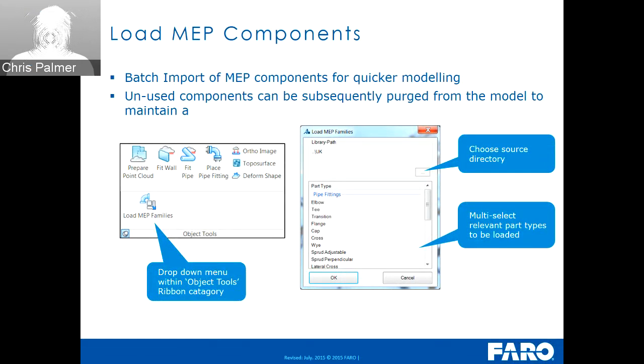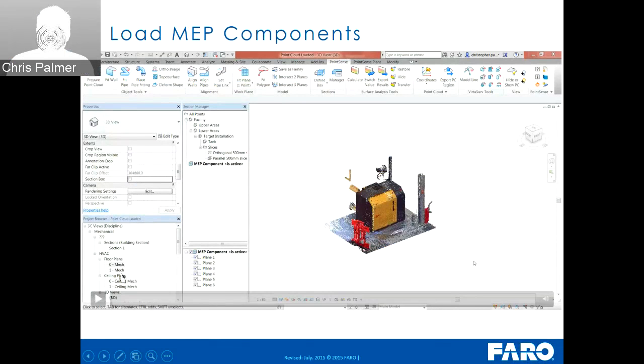So rather than going one by one and bringing in different elbows, searching constantly for the next correct part of MEP, we can batch load things in, use what we need to use, and then if we have anything left over at the end, we can purge the model and take out things that haven't been used. So it's again a way to speed up the process. Just to pick up where we left off, kind of.